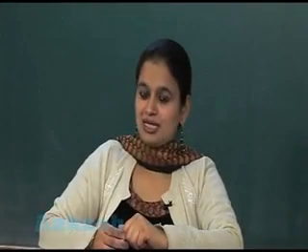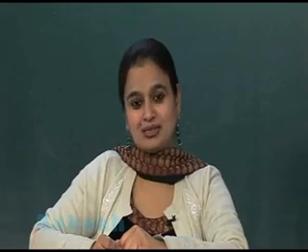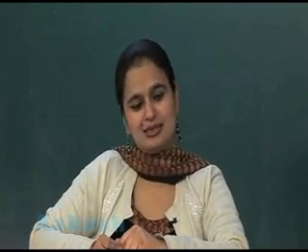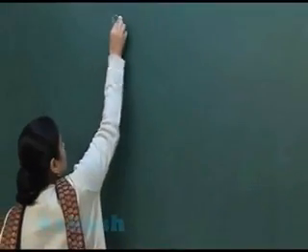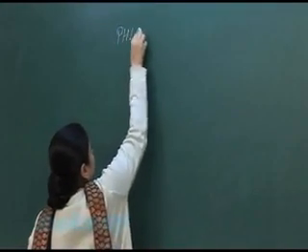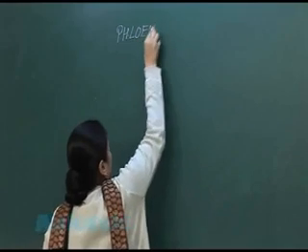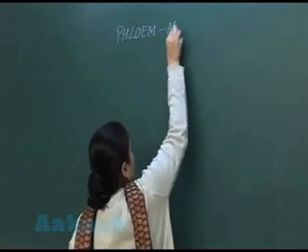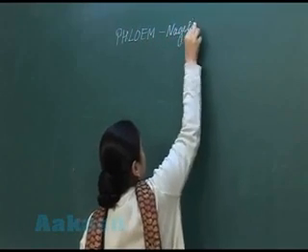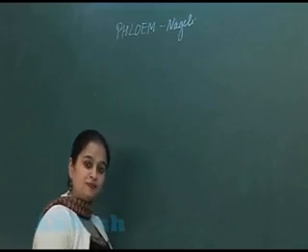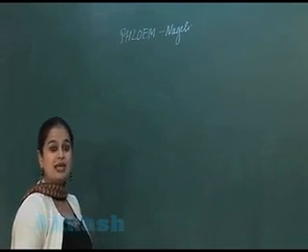Hello students, in the last class we studied one type of the complex tissue, that is xylem. So now we are going to deal with the second category, that is phloem. The term phloem was given by the scientist Nageli. The phloem is also known as leptome.